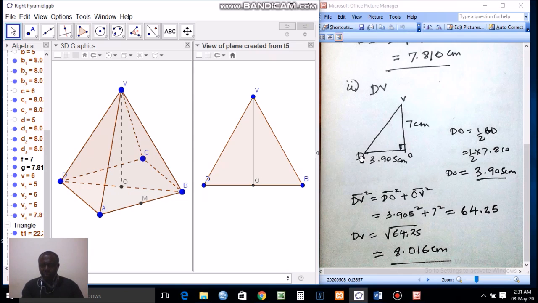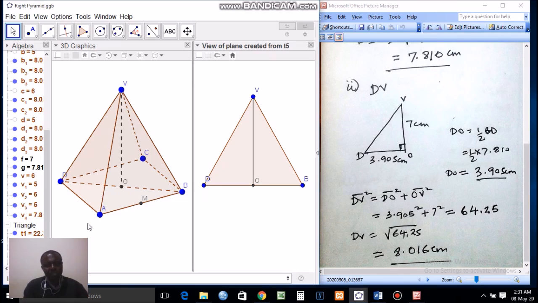In this right angle triangle, DV is the hypotenuse, so we can aptly apply Pythagoras Theorem. DV squared equals DO squared plus OV squared. We bring in the values, and we have 3.905 squared plus 7 squared equals 64.25. DV is the square root of 64.25, and from our calculators we get DV as 8.016. Okay, that means that VD is 8.016. Because this is the right pyramid, it therefore follows that all the other slanting edges have a length of 8.016.